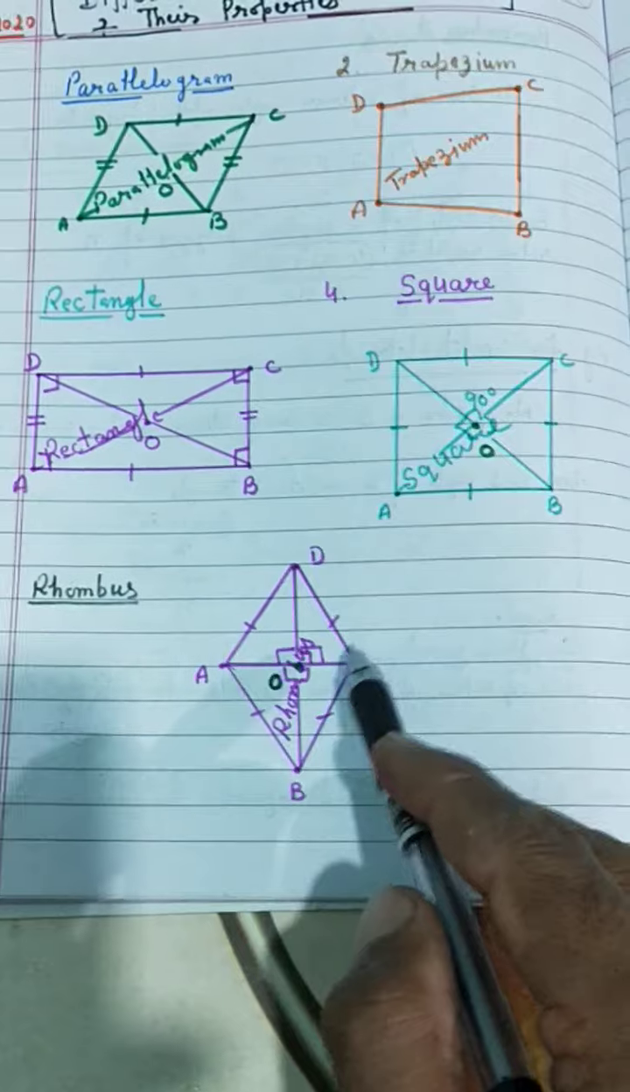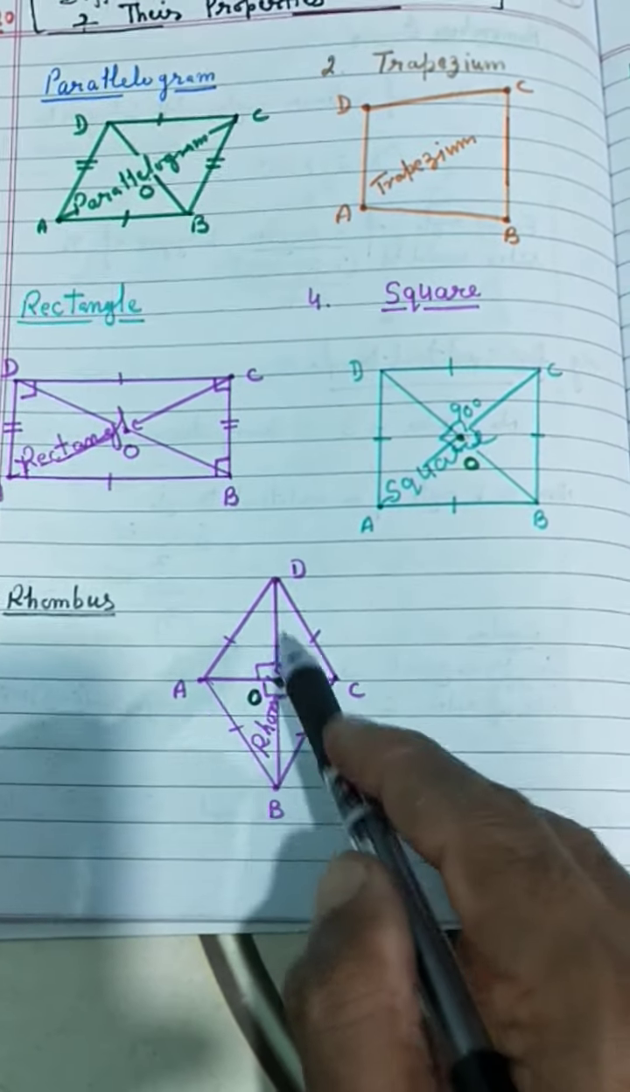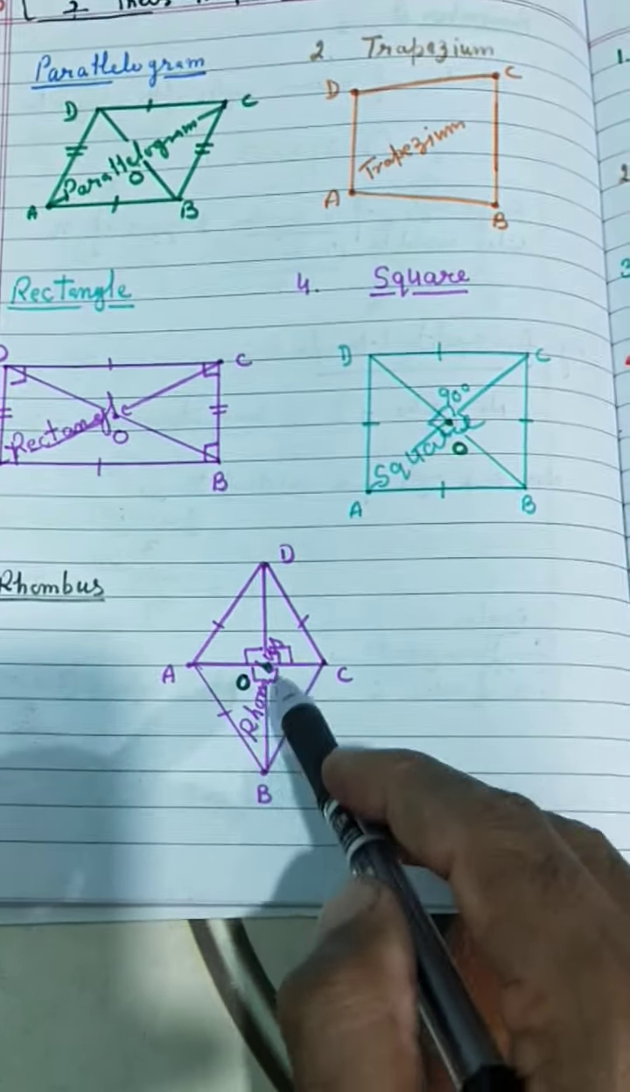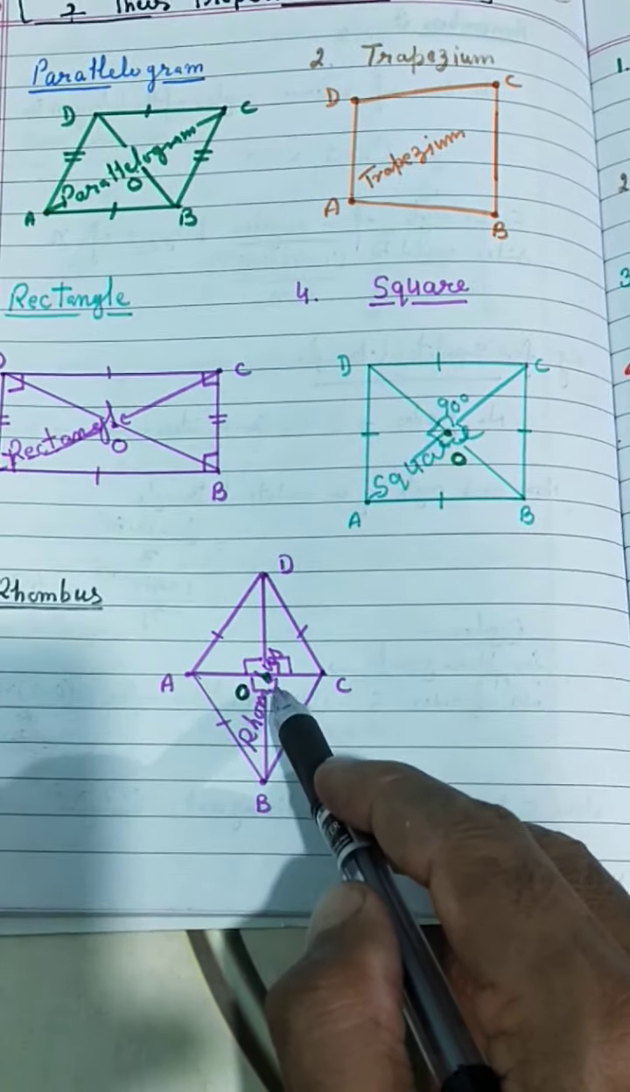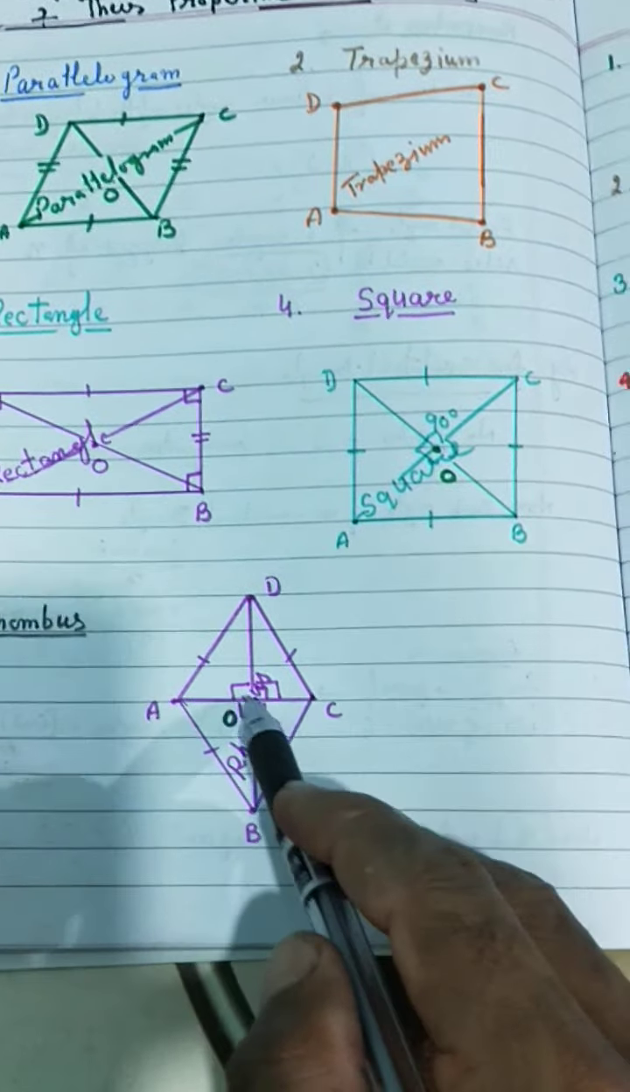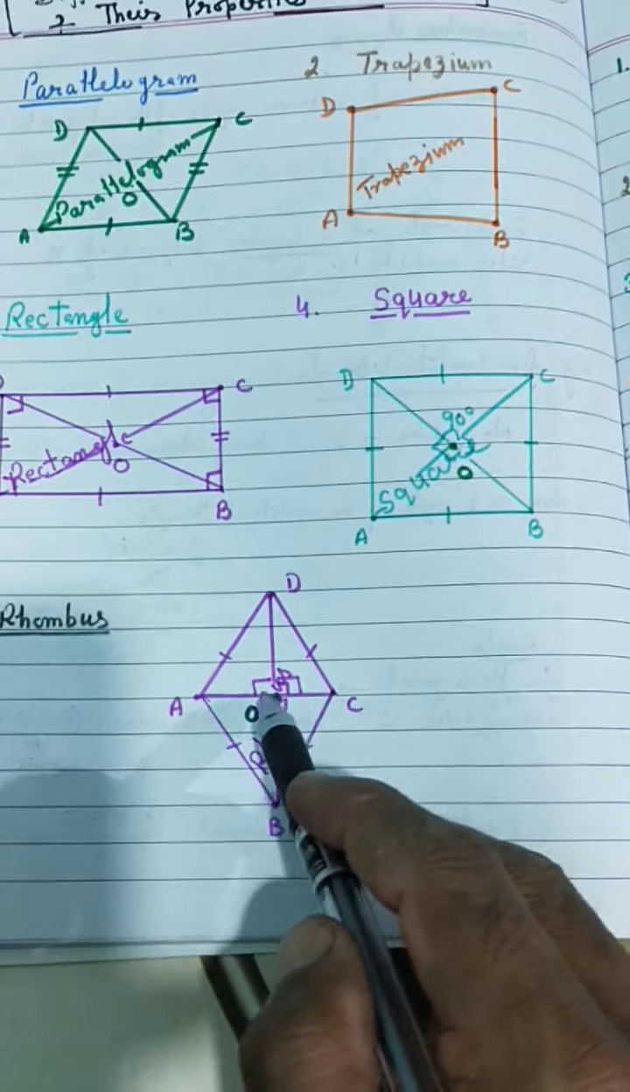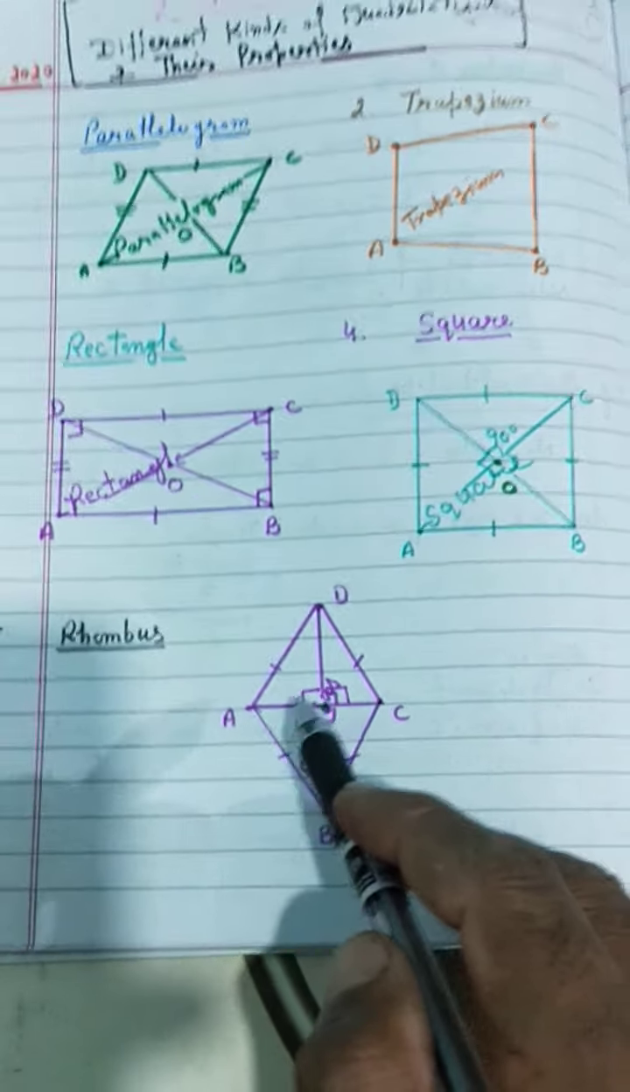Now rhombus, this is a rhombus. All sides are equal. Diagonals are not equal. AC and BD are not equal. They bisect each other at O. And they bisect each other at right angle. Diagonals bisect each other at right angles.